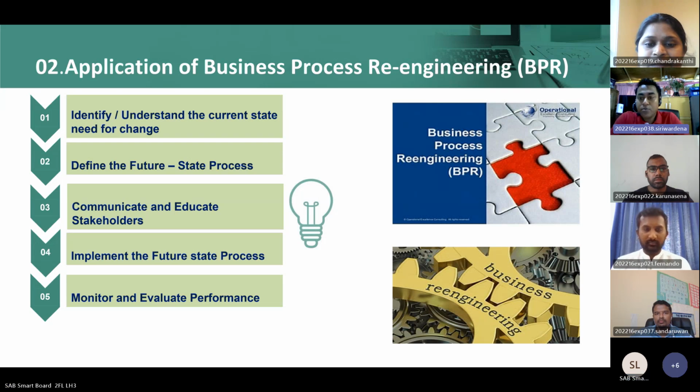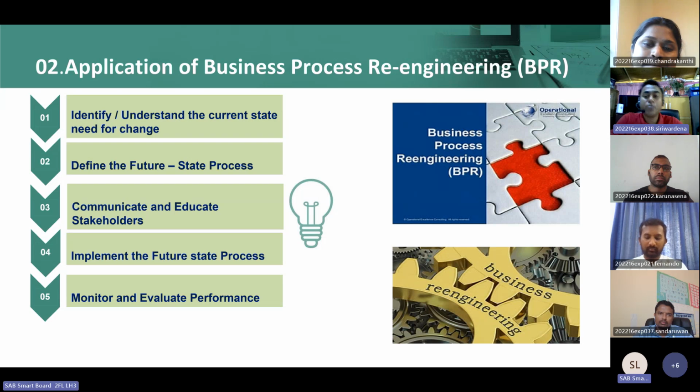So the company has to communicate and educate all the stakeholders regarding rationale and objectives, progress updates, two-way communication, training and education. By effectively communicating and educating stakeholders, the company ensures that everyone understands the need for change, the goals of the BPR initiative, and their roles in the process. This helps create a shared understanding and commitment to the successful implementation of the new process.